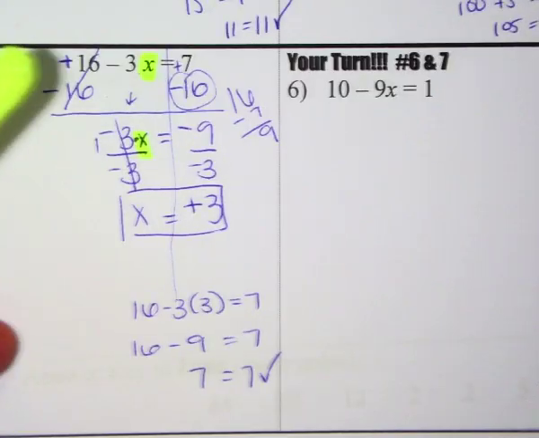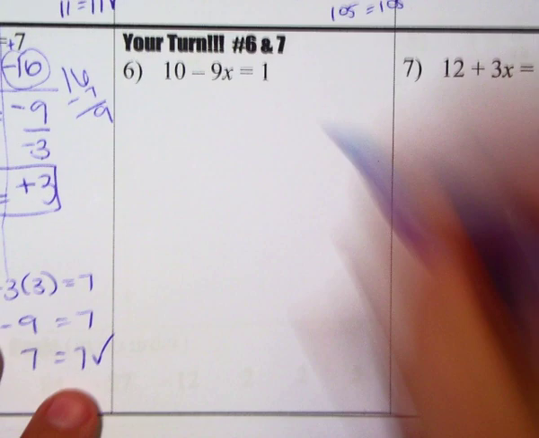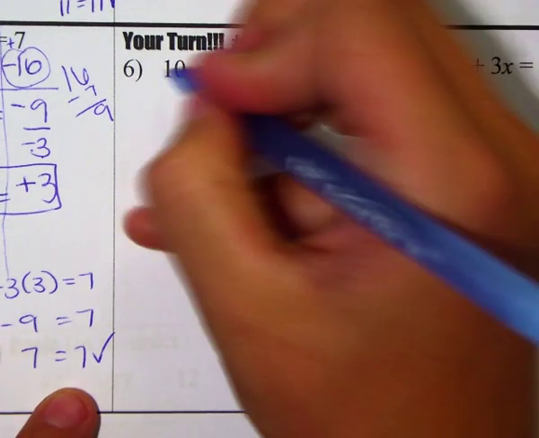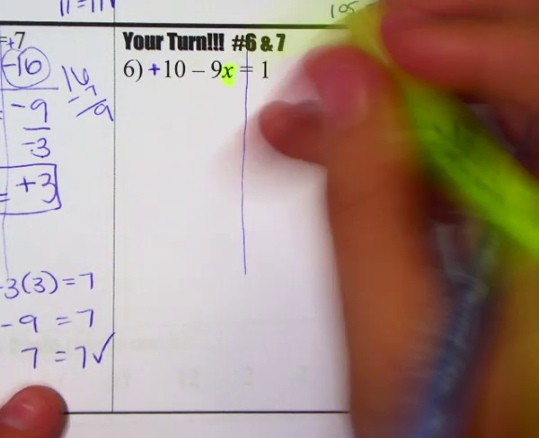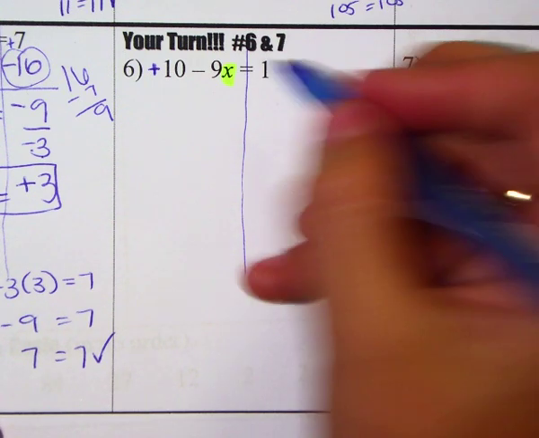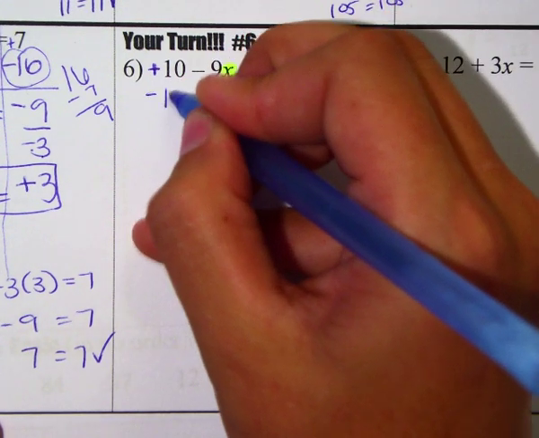Last two. Number 6, draw my wall. Again, this is a positive 10. I need to leave the x alone. I'm not going to touch it. I'm going to move the 10 first. I'm going to always move the constant first.